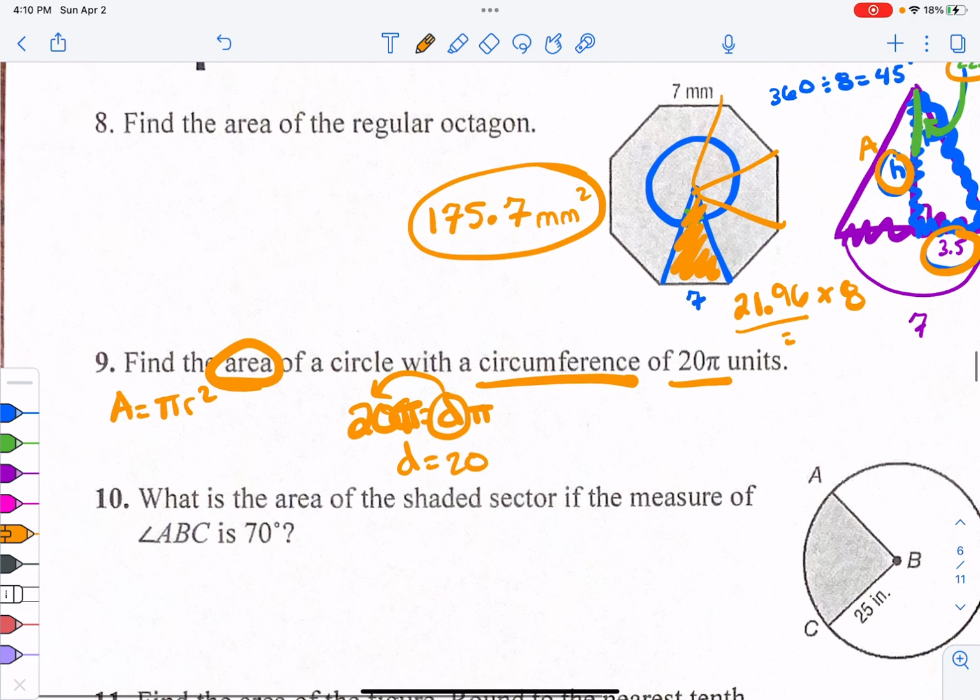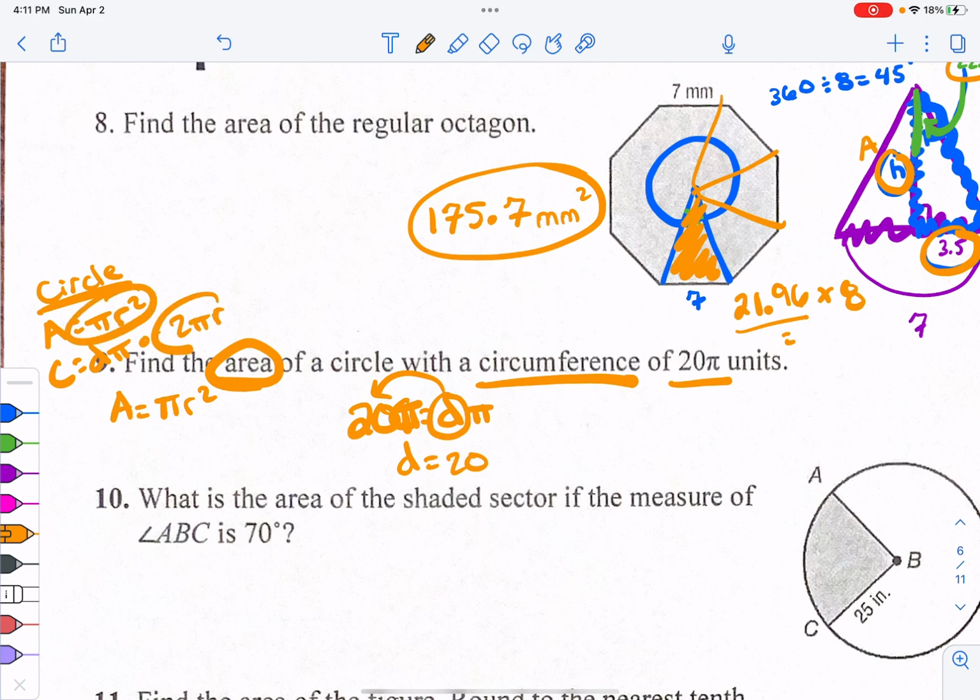So you need to remember these formulas. For a circle, area is pi r squared, and circumference is diameter times pi, or 2 pi r. Okay, so 2 pi r and pi r squared look similar to each other. They both involve a 2, a pi, and an r, but area is always units squared. So that's how you can remember that that's a square.